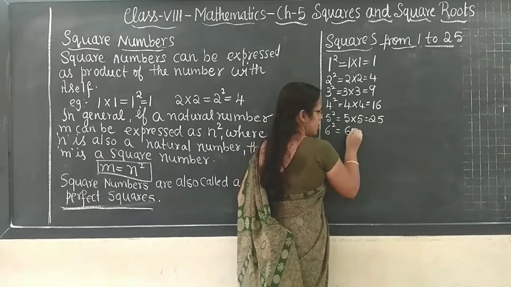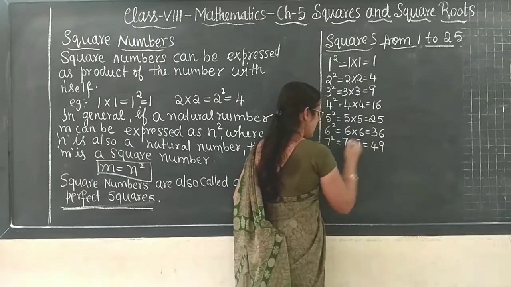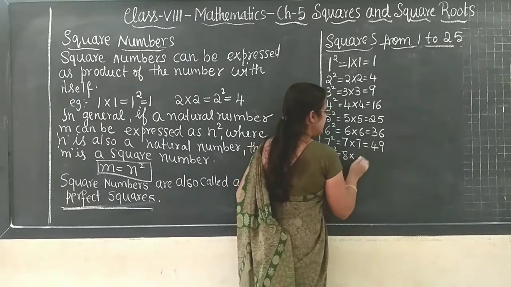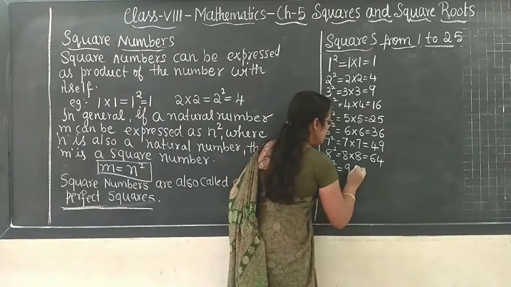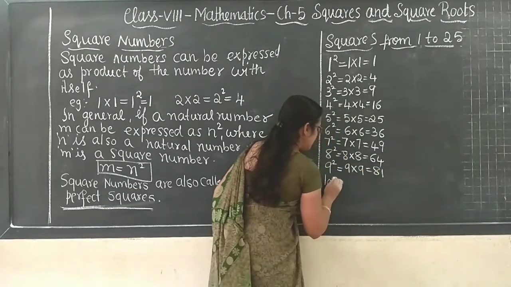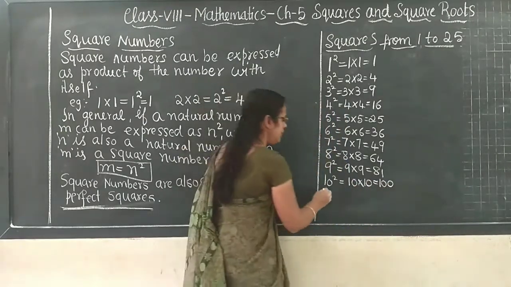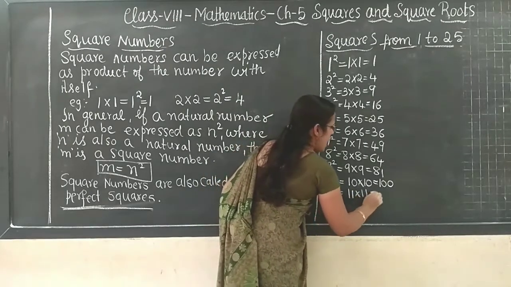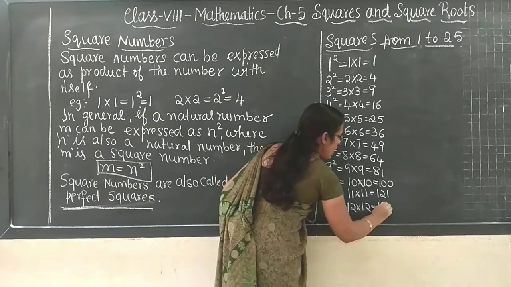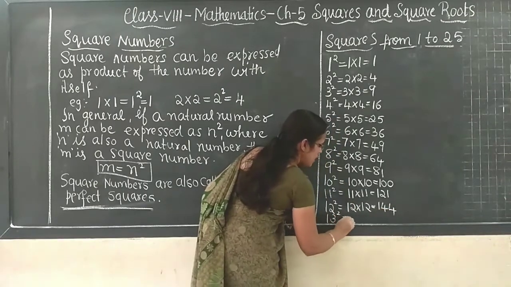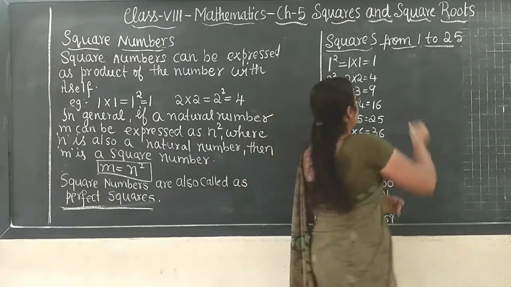6 6s are 36. 7 7s are 49. 8 8s are 64. 9 9s are 81. 10 10s are 100. 11 11s are 121. 12 square, 12 12s are 144. 13 13s are 169. Yes, children? Next.